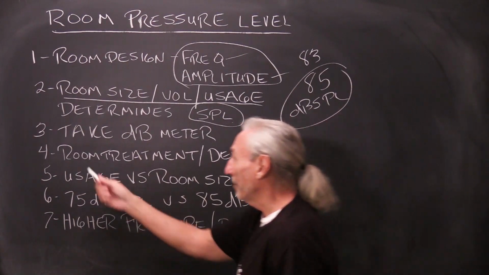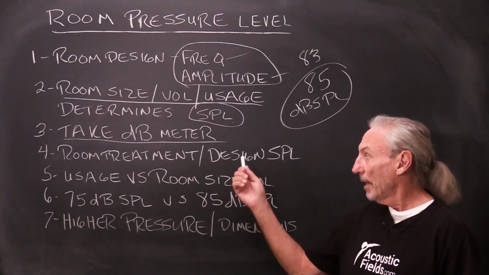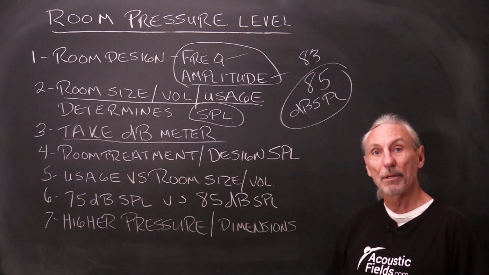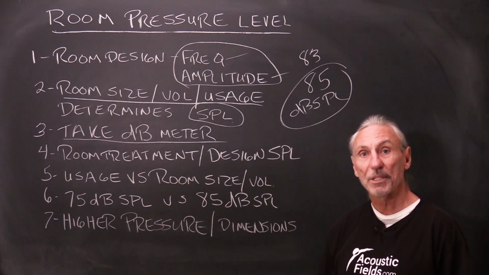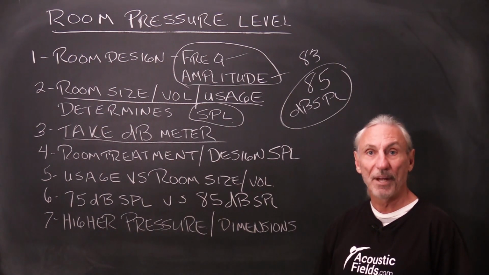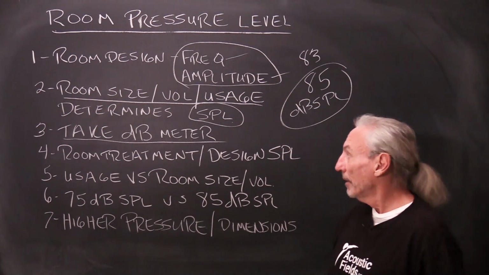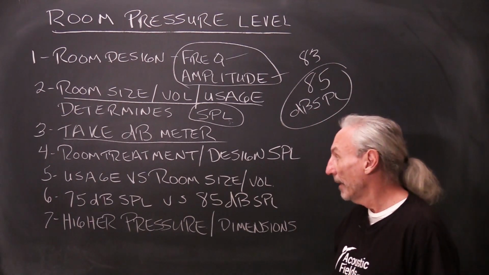So if you want to find out what pressure level you have in your room, just take a pressure meter, a dB meter. You can see one pictured here. Easy, download an app. I think they're $1 from the App Store. Just put it on your phone and leave it as you're listening to music or mixing or whatever you're doing. You'll be able to see the average. They have minimums and maximums and all kinds of fancy features, but the goal is to determine the average pressure level you use the room at.